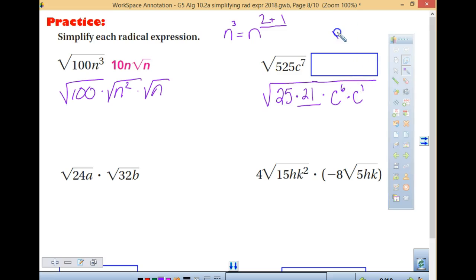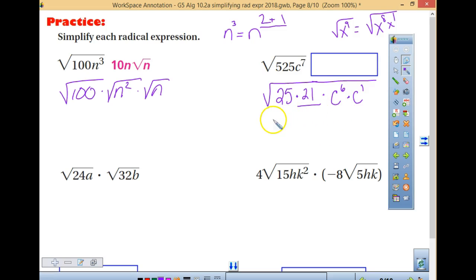the 2. So if I would give you the square root of x to the 9, what should I break it down to? X to the what? X to the 8 and x to the 1. Does that make sense to everyone? Caden? Yes? So when you're looking at those, that's what you have to be careful for.